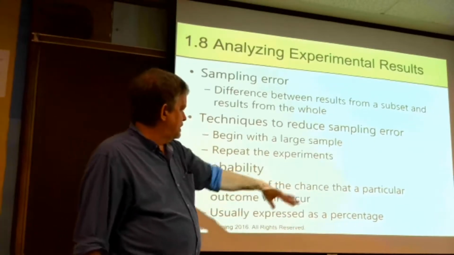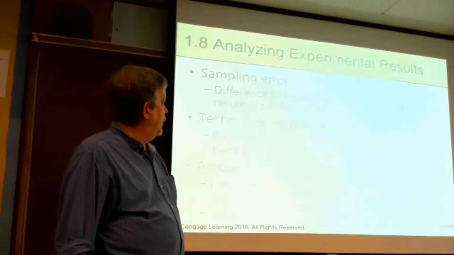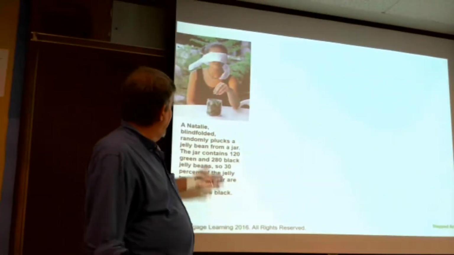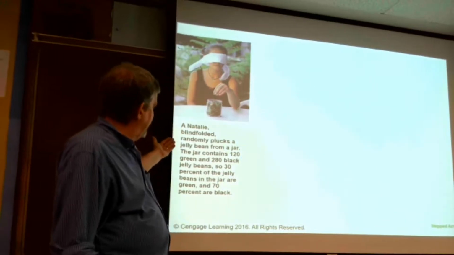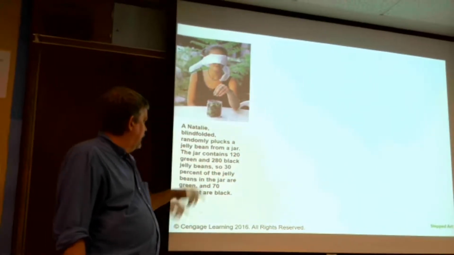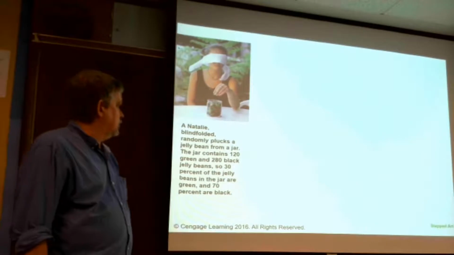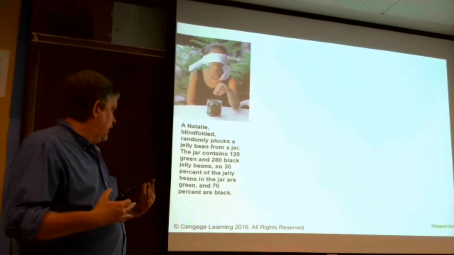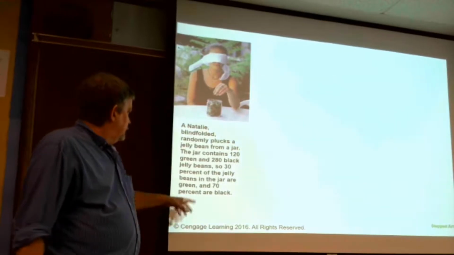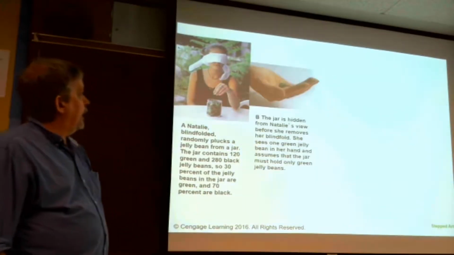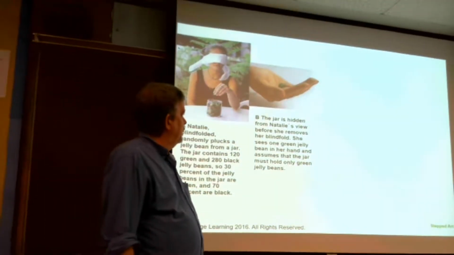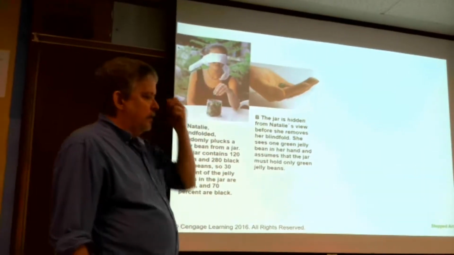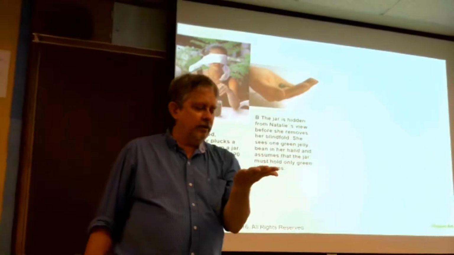Probability is a measured chance that a particular outcome will occur. So here's Natalie, she's blindfolded. She has a jar of jelly beans. It has 120 green and 280 black. So there are more black jelly beans than green jelly beans in the jar. So 70% of them are black. The jar is hidden from her view, and she takes this one jelly bean out. They remove her blindfold, and she looks at the jelly bean.